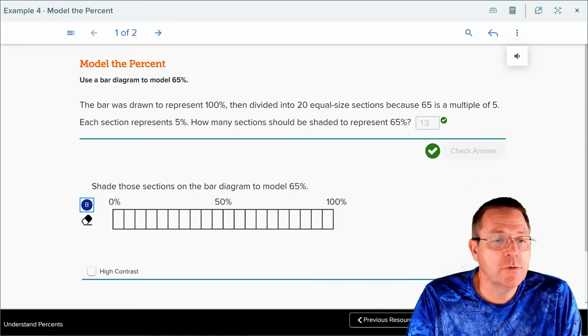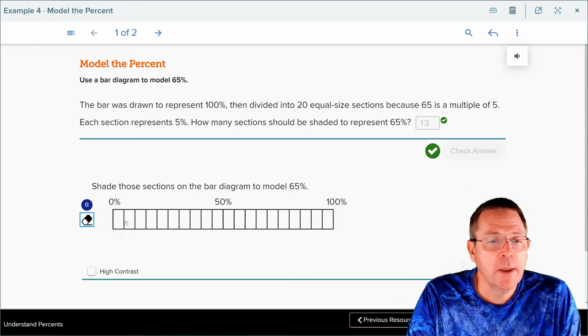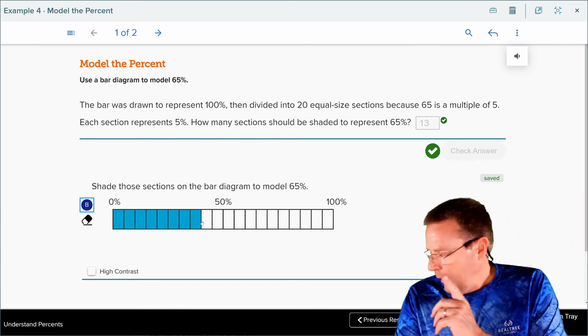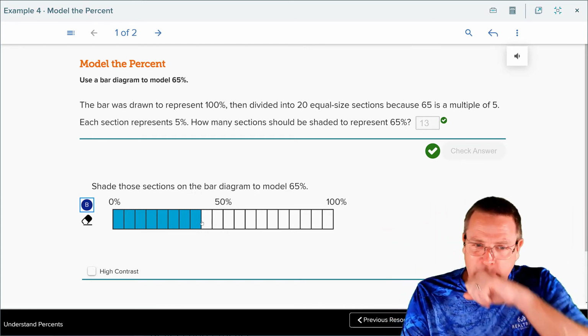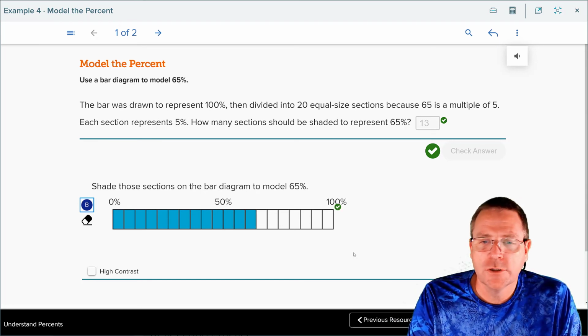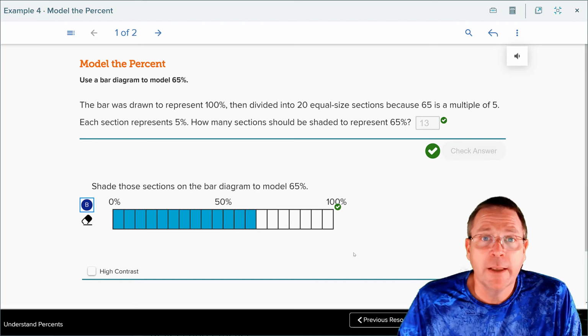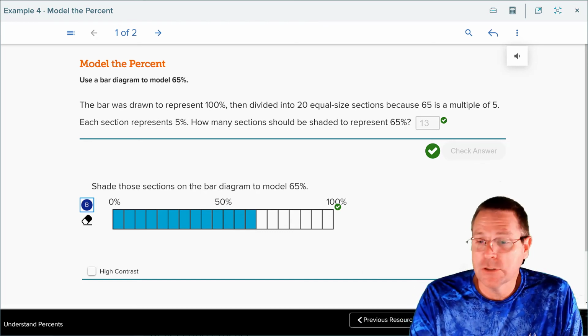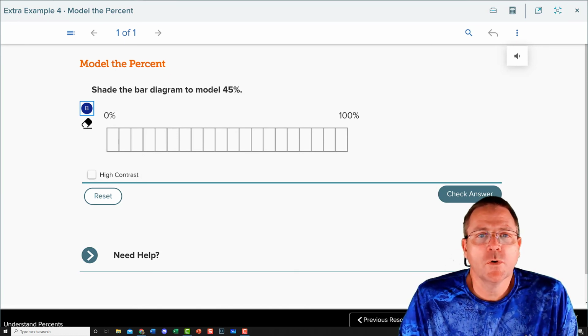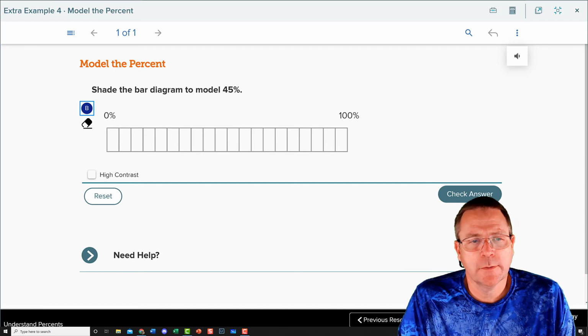Now we need to shade those sections. We're going to do 1. Oh, no, sorry. Can I do it like that? No. 1, 2, 3, 4, 5, 6, 7, 8, 9, 10, 11, 12, 13. Check our answers. Our answer checks. It just doesn't get any easier than this, does it? Super easy beginning lesson. One more time, this is your turn. Shade that bar diagram to represent 45%.